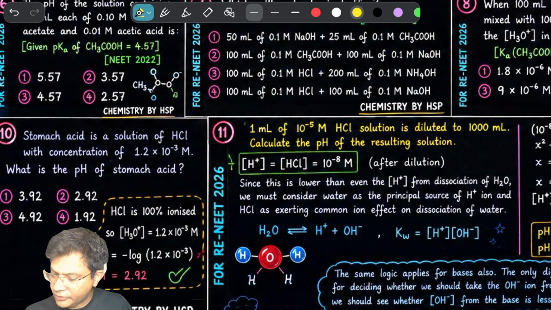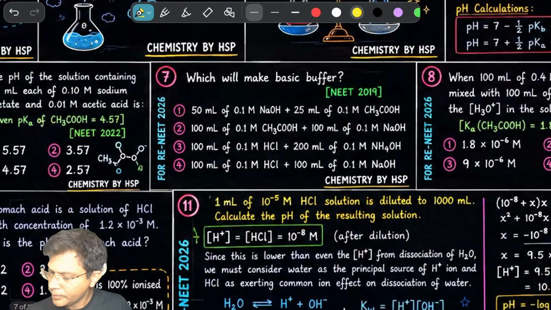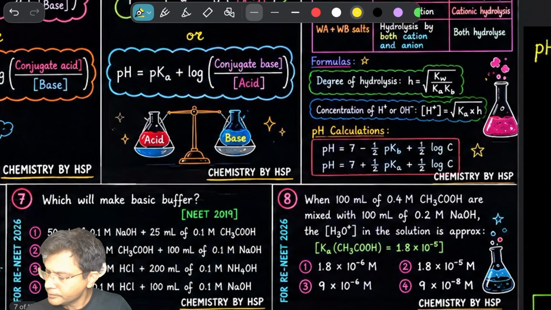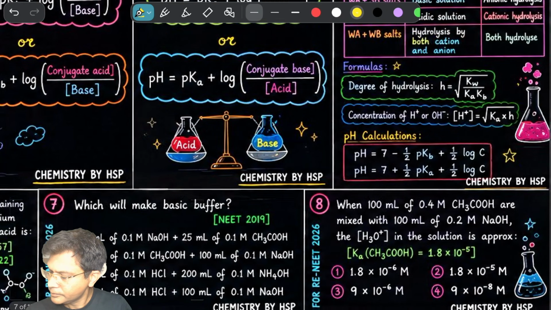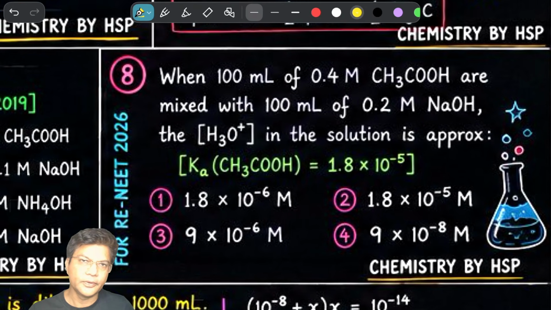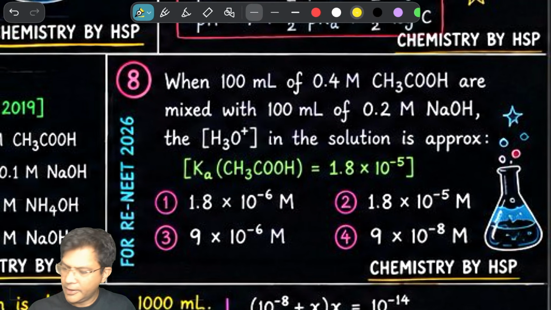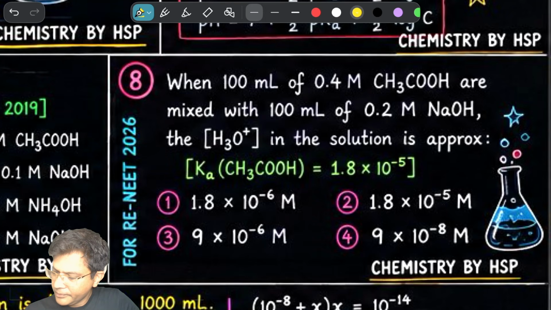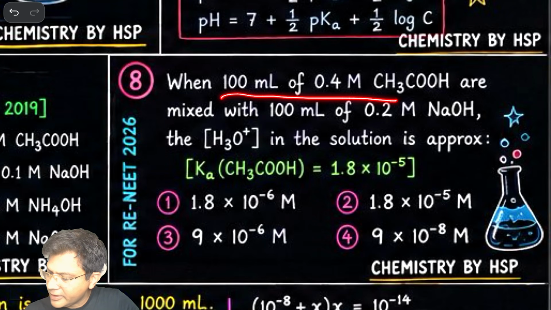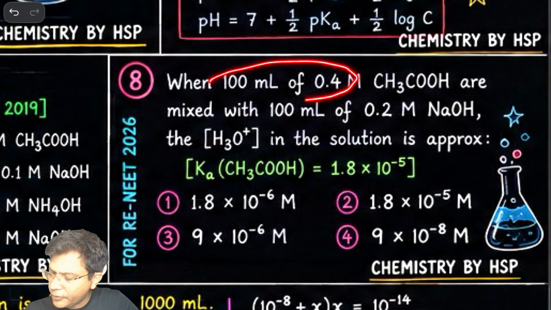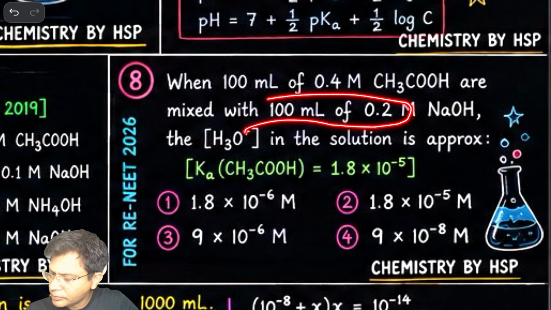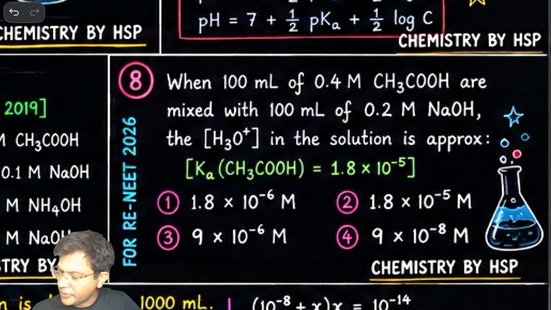So, question based on buffer. Not buffer, buffer we have already done. Salt analysis. So, let me see. 100 ml of this acetic acid is added with NaOH. So, 100 into 0.4, 40 milliequivalent, 100 into 0.2, 20 milliequivalent. So, this is the buffer. Let's see, this is the question.